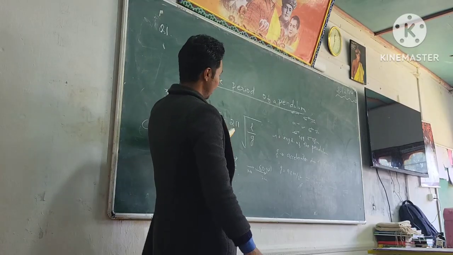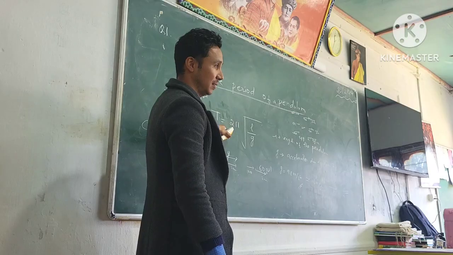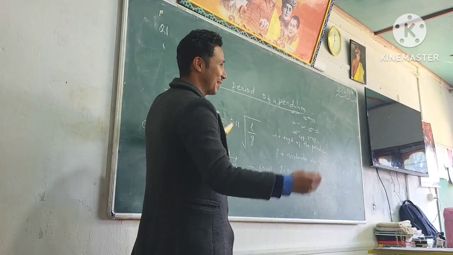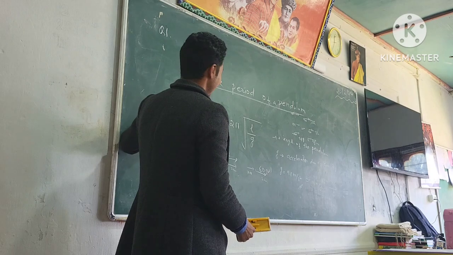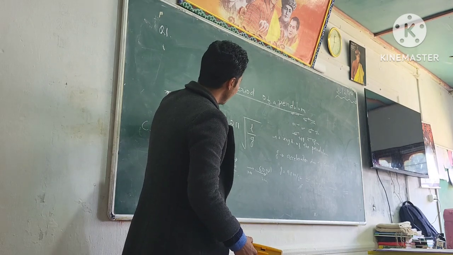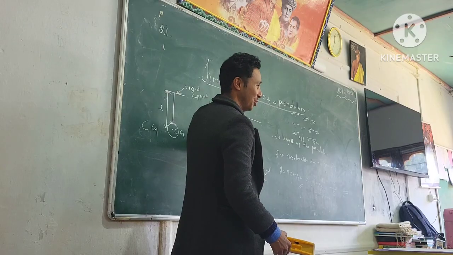So looking at this expression, you tell me, time period depends upon what factor? Center of gravity? No, center of gravity I use just to find the length. From the formula, it depends upon what? Length of the pendulum and acceleration due to gravity.